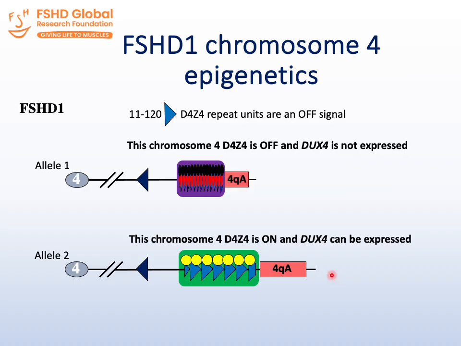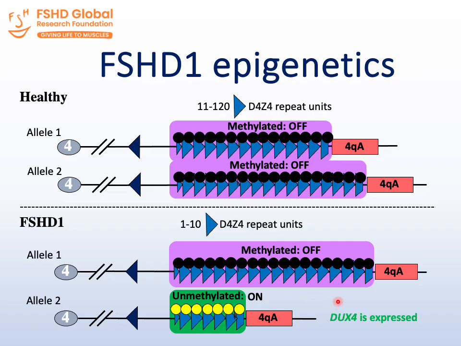So then what happens? You get compaction of one of the chromosomes, and it's really off, and this other one is still on. So remember, DUX4 expression is down here. The DUX4 right here, this gene, that's off. It can't be expressed. But the DUX4 gene right here is able to be expressed in your skeletal muscles, and that's how you get FSHD. So that's FSHD1 epigenetics. In healthy cases, both chromosome 4s are heavily methylated and off, and in FSHD, one of them is off, and the other one with the contraction is epigenetically on, and the DUX4 gene is expressed.